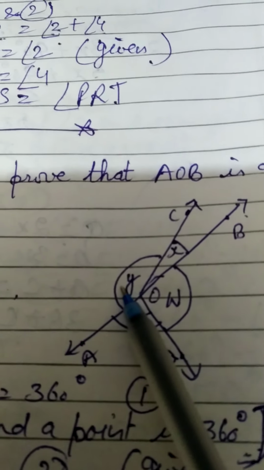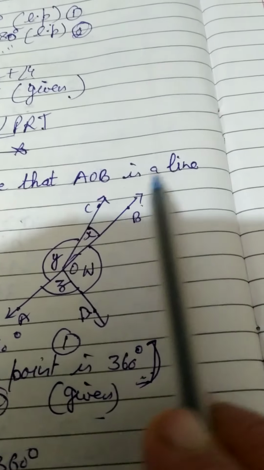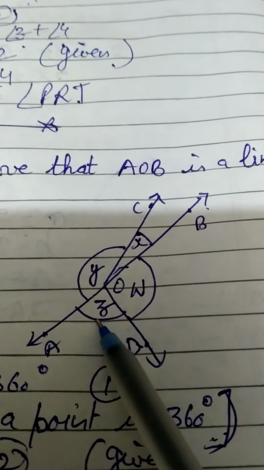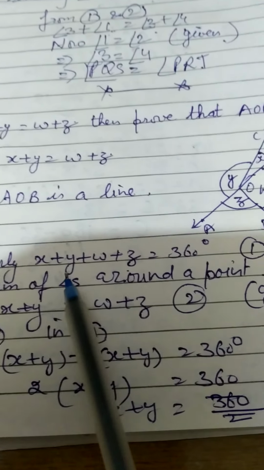X plus y is w plus z, it is given, but it is not given that AOB is a straight line. What is given? X plus y is equal to w plus z. Then prove that AOB is a straight line. X plus y is equal to w plus z, it is given, but it is not given AOB is a straight line. Then we are to prove that AOB is a straight line. Now see, given x plus y is equal to w plus z. To prove AOB is a straight line, proof.